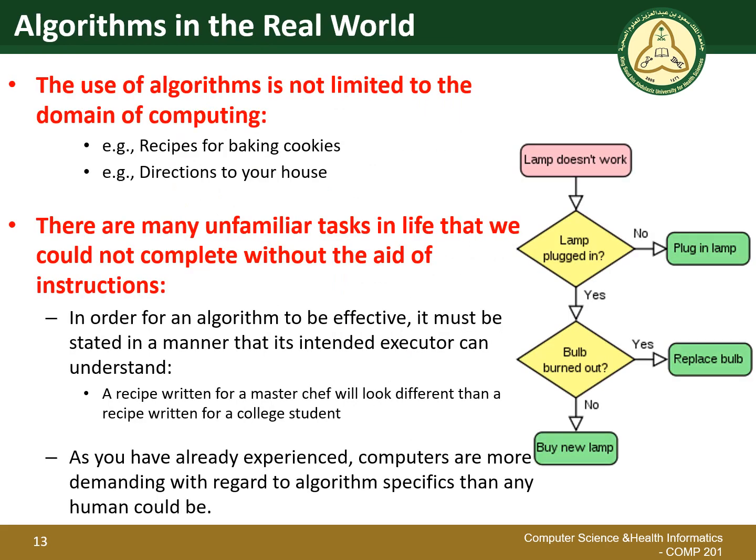Now you can understand that the use of algorithms is not limited to the domain of computation. Any set of instructions can be considered as an algorithm. Simple, like preparing a recipe, or more complex, like navigation to your house or to a specific location on a map. Actually, there are many unfamiliar tasks in life that we couldn't complete without instructions.